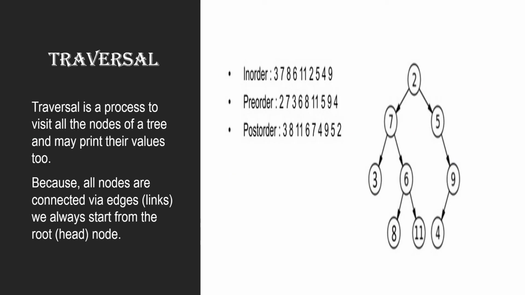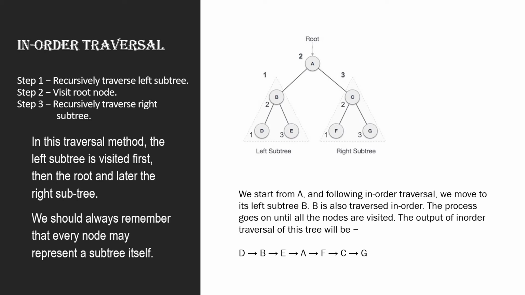Next operation is traversal. Traversal is a process to visit all the nodes of the tree and may print their values too. Because all the nodes are connected via edges, we always start from the root node. First type is in-order traversal. In this traversal method, the left subtree is visited first, then the root, and later the right subtree. We should always remember that every node may represent a subtree itself.